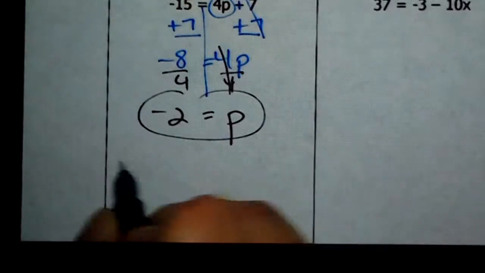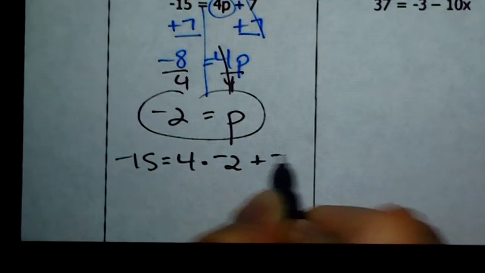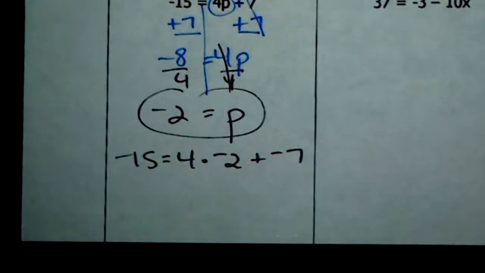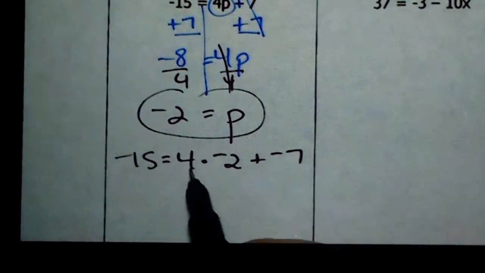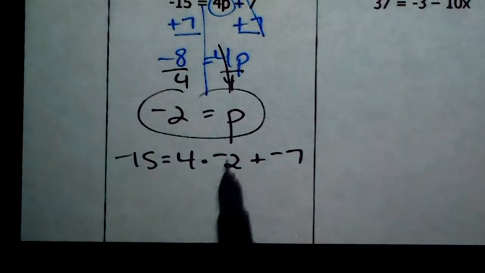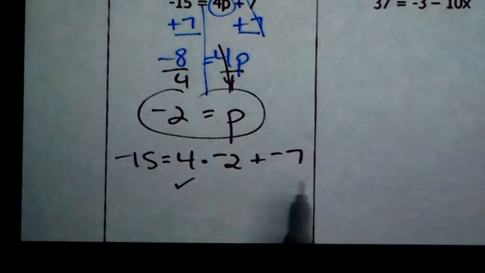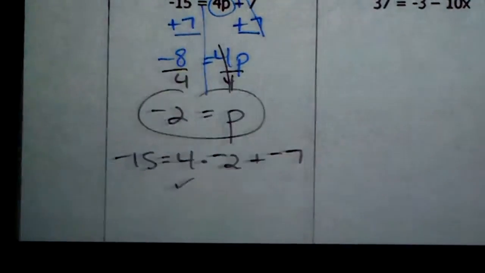And again, to check this, all you would have to do is plug negative 2 in for p. And ask yourself, is 4 times negative 2 plus negative 7 negative 15? Well, negative 8 plus negative 7 is negative 15, so it works. Just writing that down like that and not actually typing it in your calculator or typing it into your brain does not make it right. So make sure that you're not just writing this out and saying, yep, that looks right. Actually do it. Make sure it works.